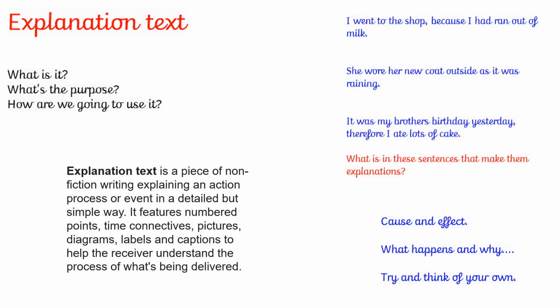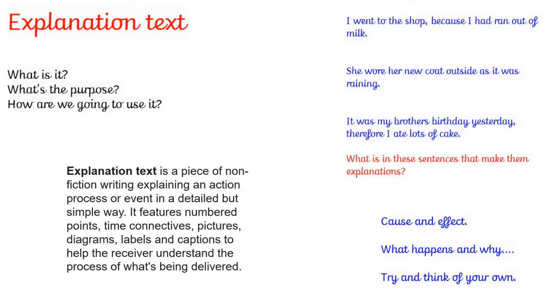So an explanation text, we're going to think about what it is and how we're going to use it this week. First of all, what is it? It is a piece of non-fictional writing, so that means it is completely real and it is used for a purpose, explaining an action, process or an event in a detailed yet simple way. It features numbered points, time connectives, pictures, diagrams, labels and captions to help the receiver understand the process. By the receiver it means the audience, to help explain to the audience what is needed to do.